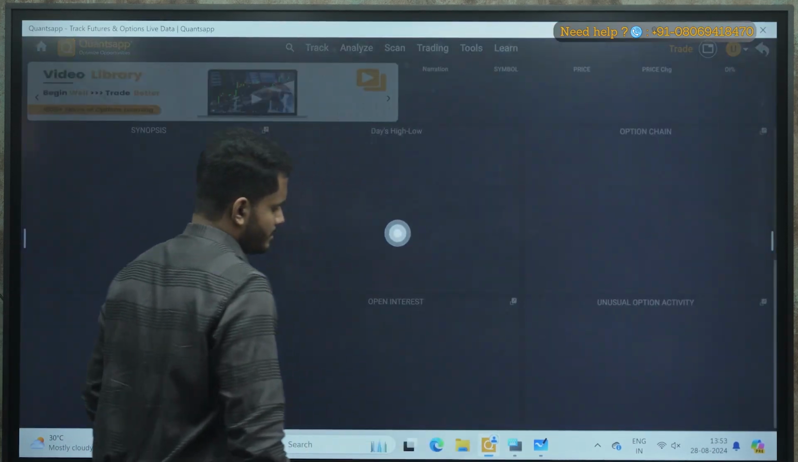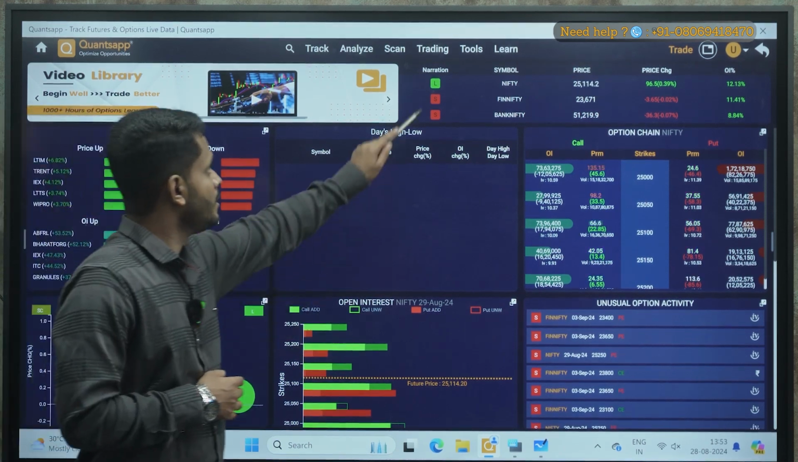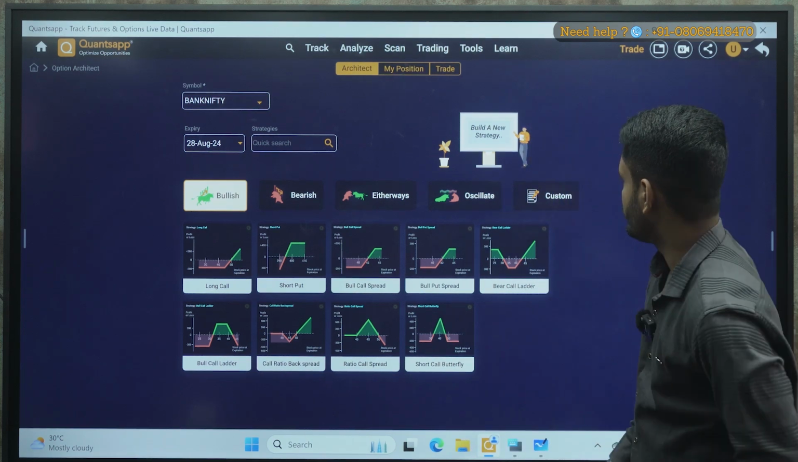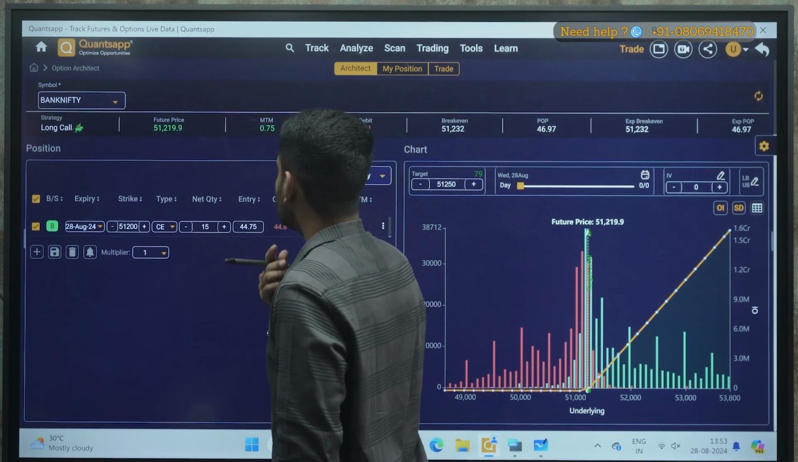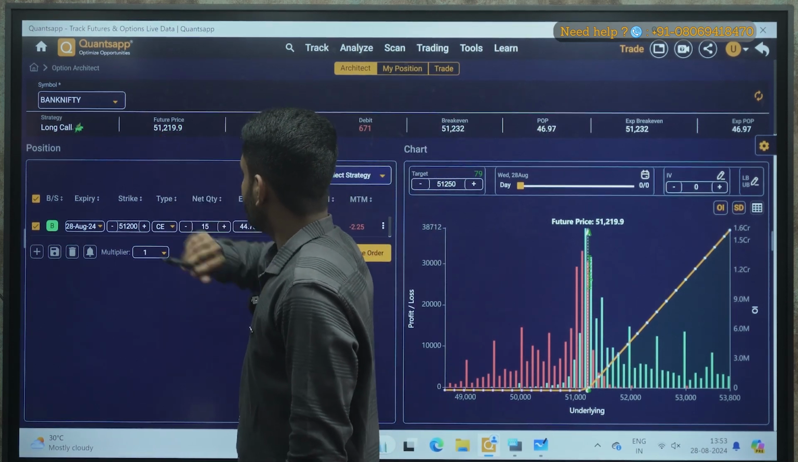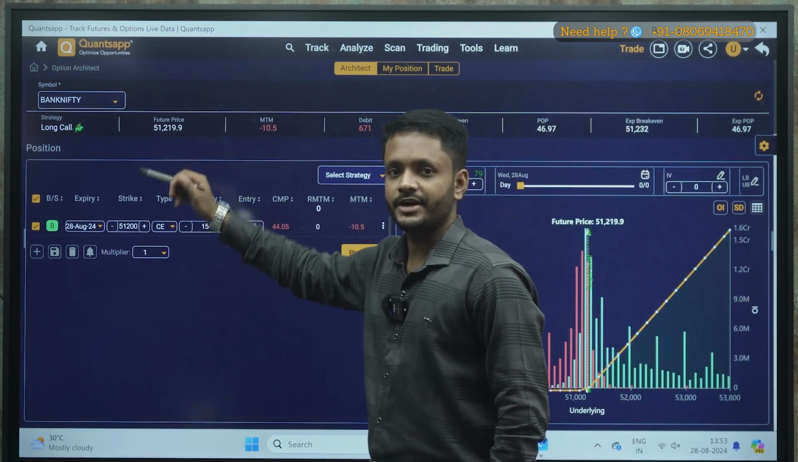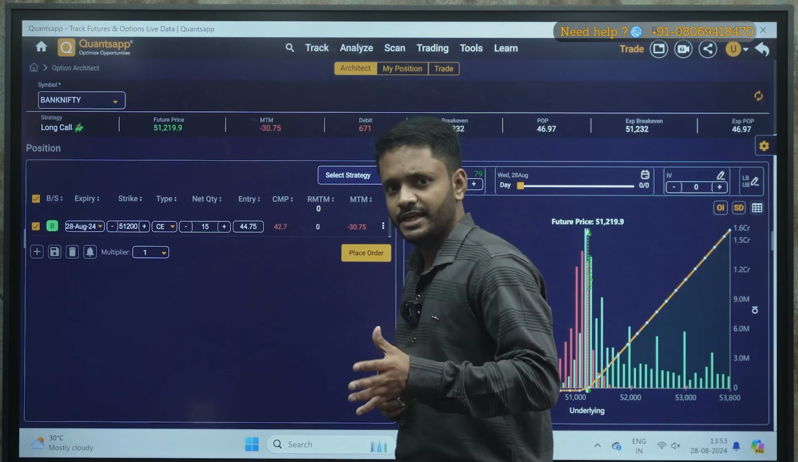Now let us get into the home page of Quantsapp. This is the Quantsapp application. Now let me go to trading and let me go to options architect. Now I am choosing custom over here. Now say for example bank nifty. Say bank nifty future price is trading at 51,200. So the ATM strike is automatically fetched over here.